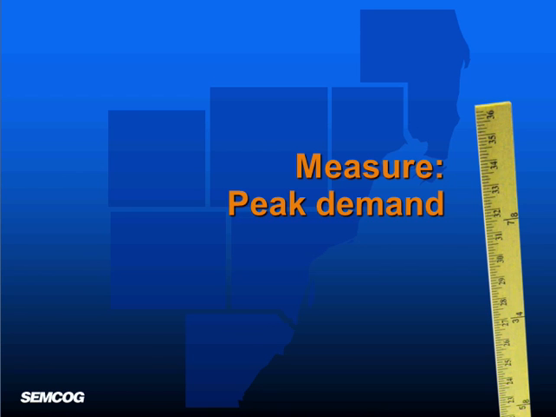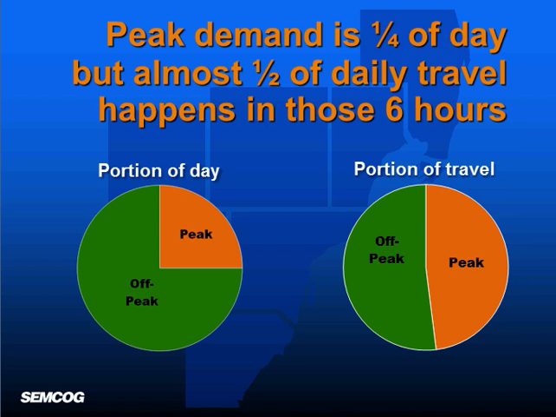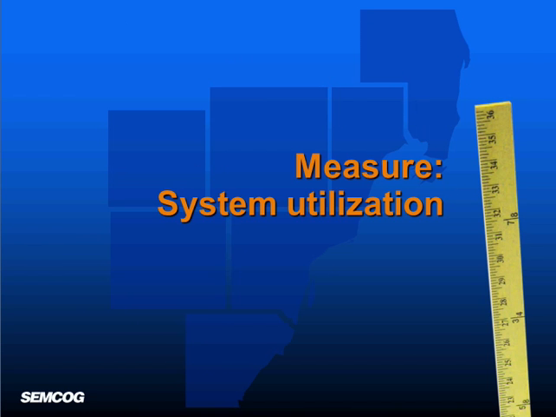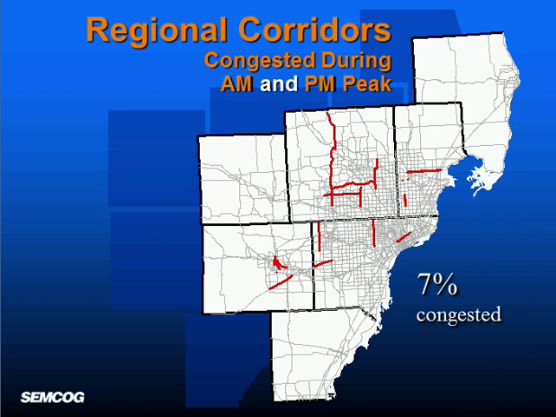Another measure for fiscal sustainability is peak demand. So even though our demand on our system is highest for only a quarter of the day, it really accounts in that quarter for half the miles that are traveled. So actions for lowering the impact or spreading the peak is something that we're making efforts towards. Something very similar, building off of peak demand, is looking at how we utilize our current transportation system.